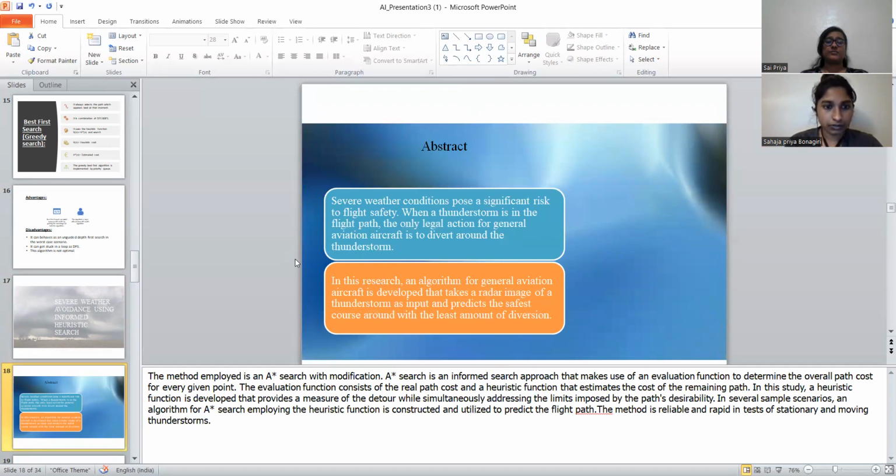First, I need to talk about the abstract. Due to severe weather conditions, there is a risk to flights. For example, if a thunderstorm occurs, there is nothing to do other than diverting the flight away from the thunderstorm. Here, an algorithm is created which takes radar input and gives the safest way for diversion. Next one.